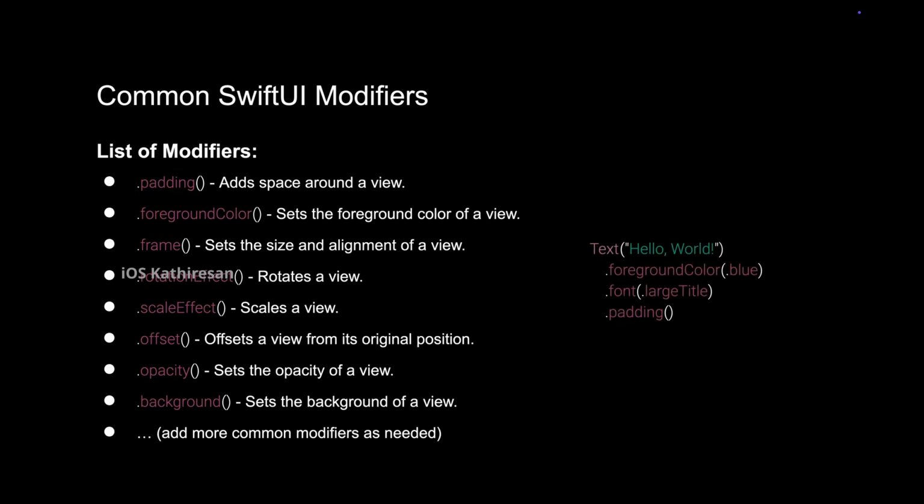So here there is an example. I have taken a text field with the value Hello World. The foreground color is blue, which means the text color will change to blue. The font is large title, which means the font size is bigger and looks better. The padding adds space all around the view. So the view will look like this.